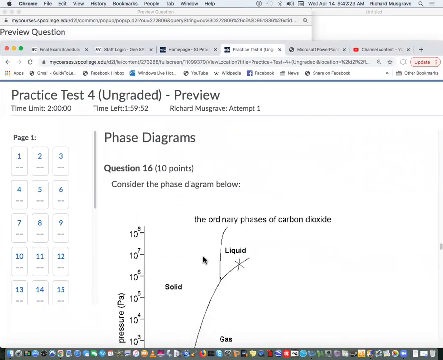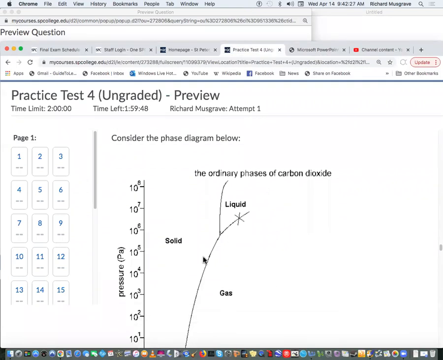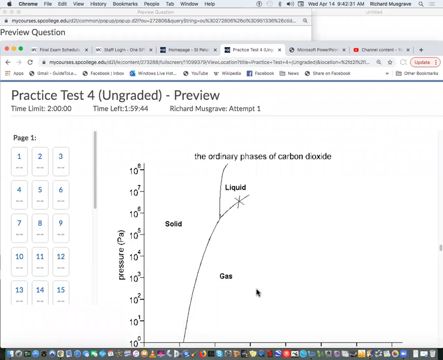Okay, so phase diagrams. You see this is a different kind of phase diagram than the one we were looking at. This is the one for carbon dioxide. And as you can see, if you look at the solid-liquid phase line, it's interesting. It does go in that opposite direction that I was talking about. So the solid is more dense than the liquid. If you had liquid carbon dioxide, the solid would actually sink. It's not like water where the ice floats.